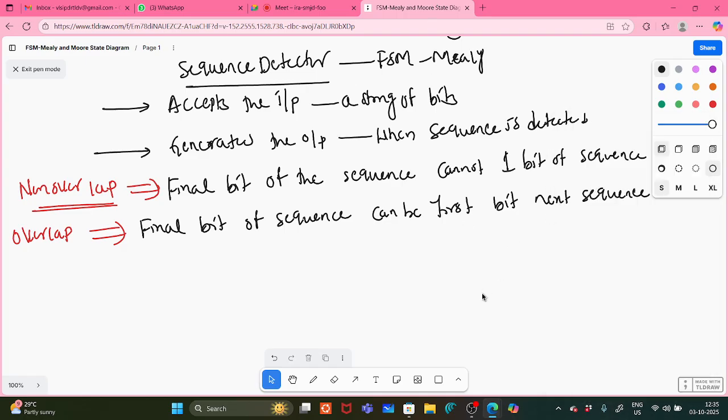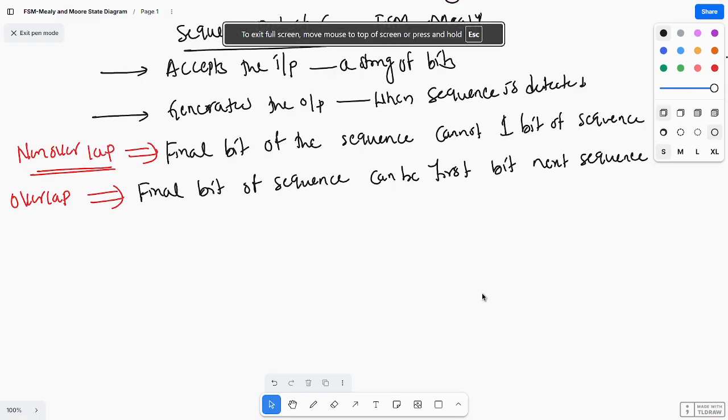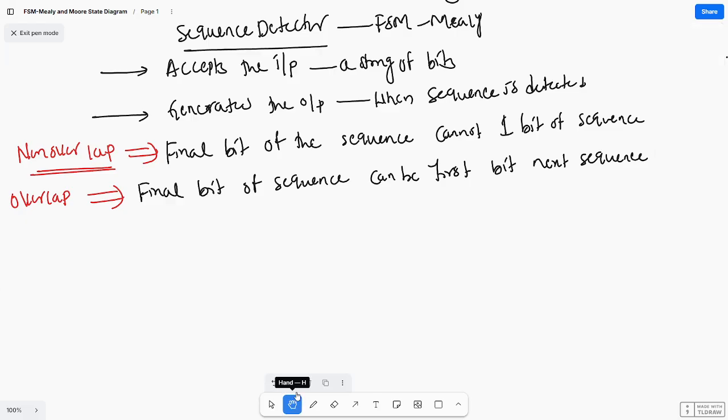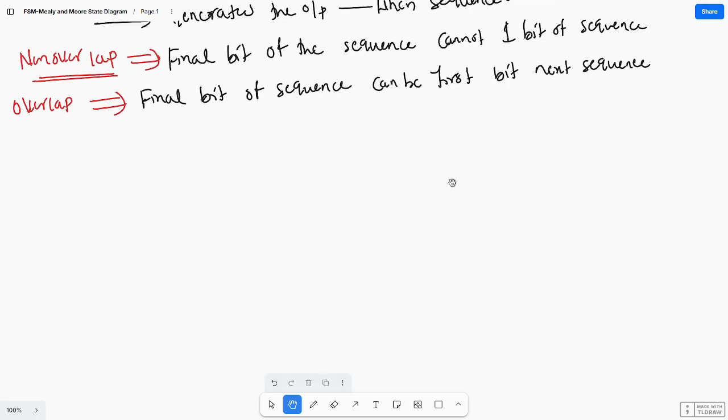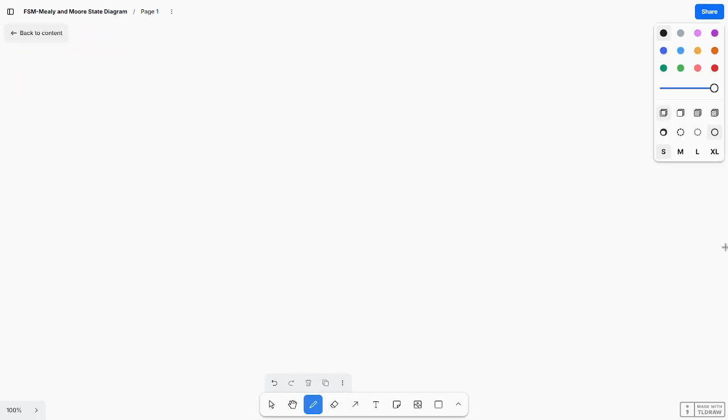So here first we will see the Mealy non-overlapping and overlapping, and the design also we'll see. Next we will see the Moore. So the Mealy machine I will tell you first. So take one random sequence.